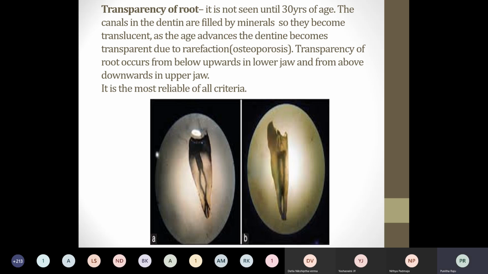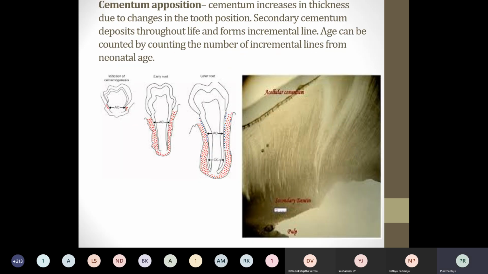The next one is the cementum apposition. The cementum is nothing but what you have as the covering over the teeth, and normally the teeth get attached to the alveolar bone through a structure called a cementum. Okay, so this cementum increases in thickness due to change in the tooth position. Secondary cementum deposition takes place throughout the life, and there are incremental lines which are formed. The age can be counted by counting the number of the incremental lines from the neonatal age.